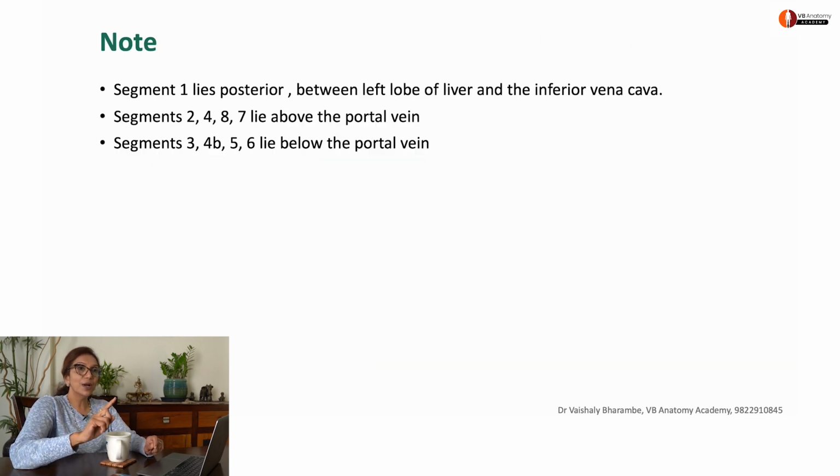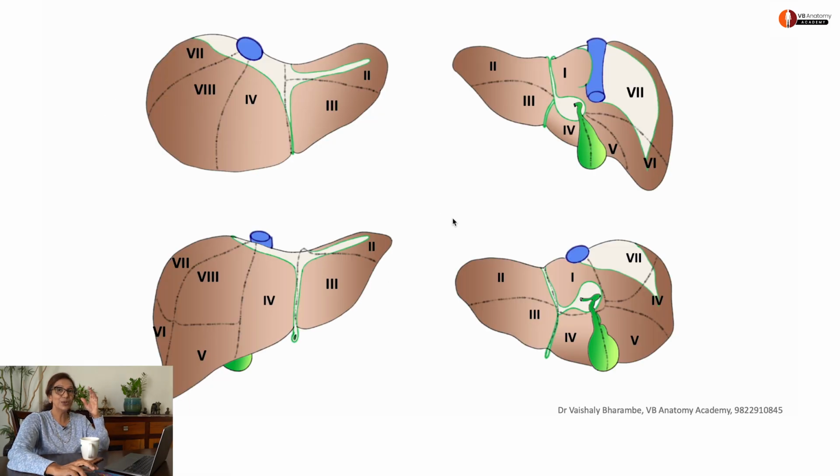Remember that segment 1 lies posteriorly between the inferior vena cava and the left lobe. Segments 2, 4A, 8, and 7 lie above the portal vein. Segments 3, 4B, 5, and 6 lie below the portal vein. What's all this? Understand. I'll show you a couple of images. It's very easy to understand.